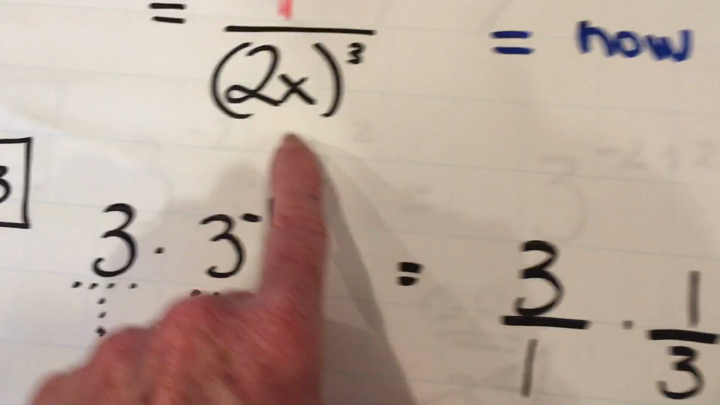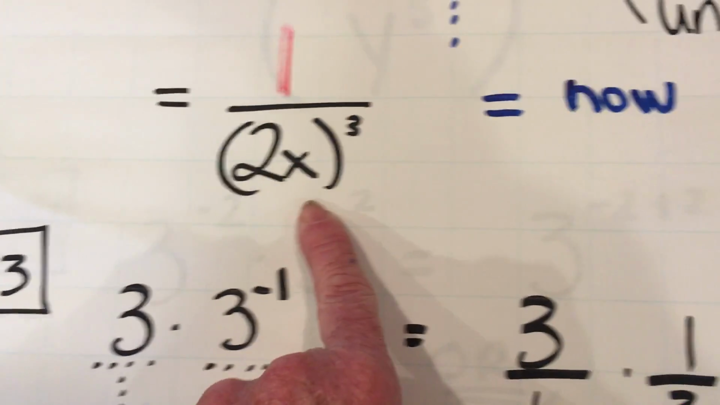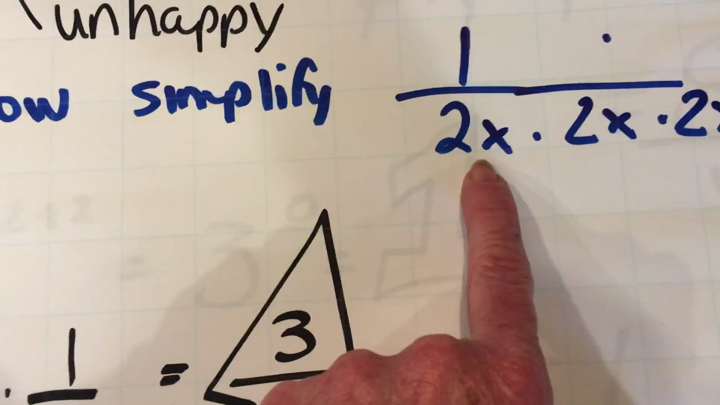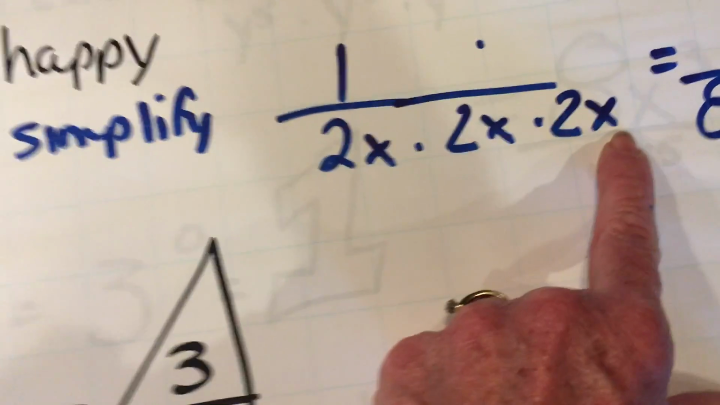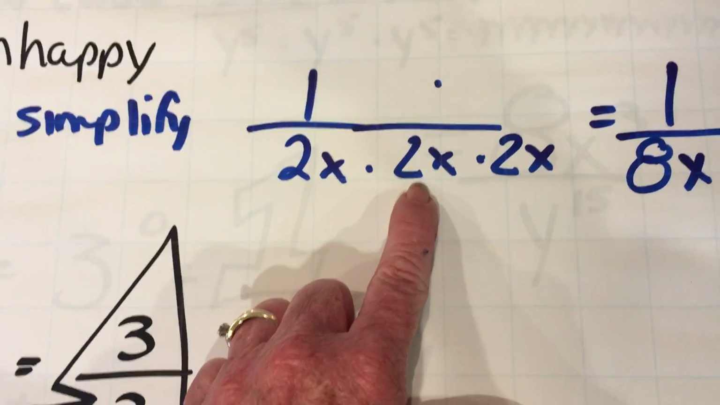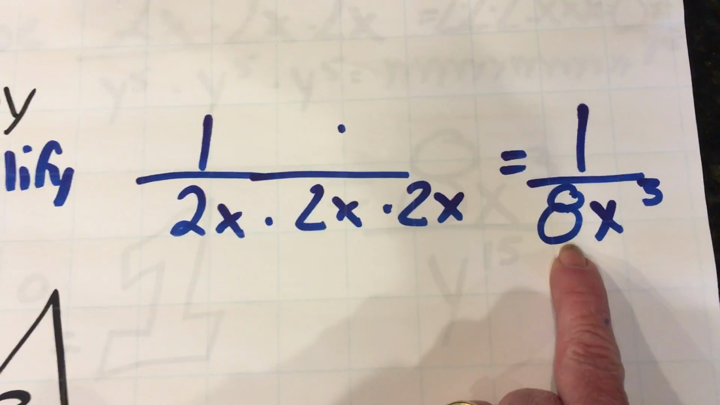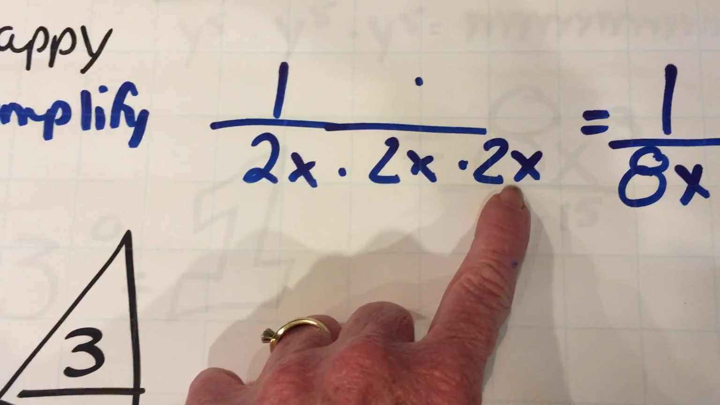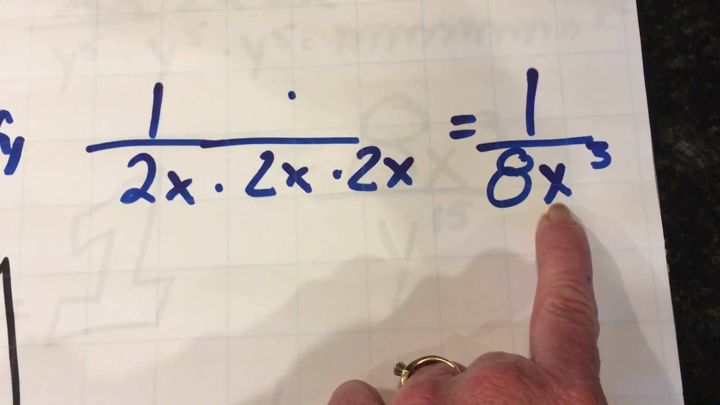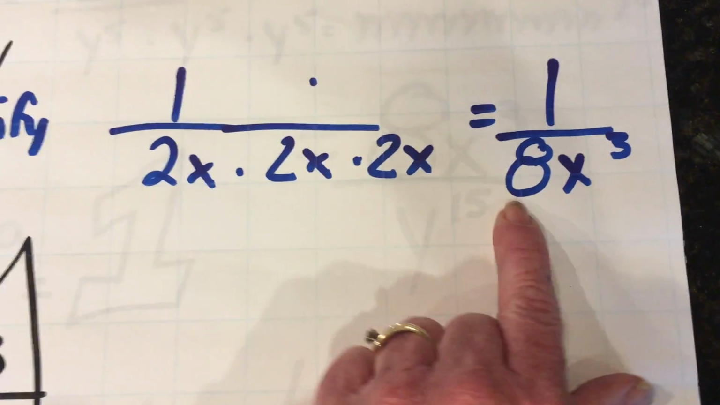So now we have 1 over 2x cubed, and we need to simplify that. 2x cubed means 1 over 2x times 2x times 2x. 2 times 2 is 4 times 2 is 8. So we have an 8 in the denominator. x times x times x is x cubed. We have an x cubed in the denominator. So our final answer is 1 divided by 8x cubed.